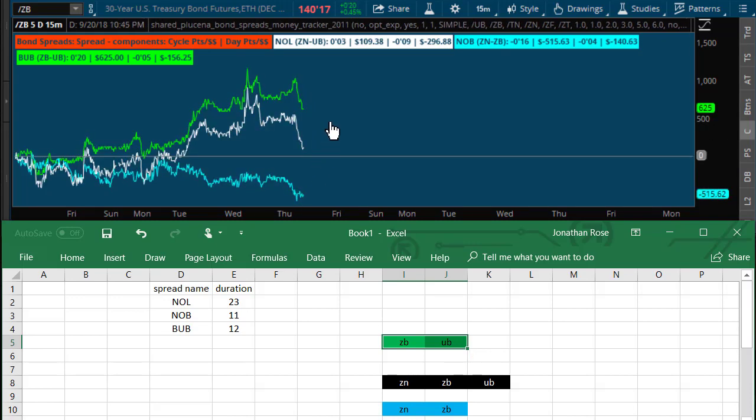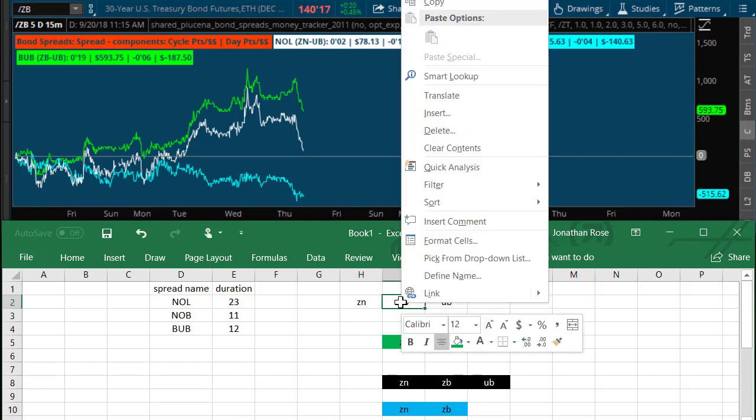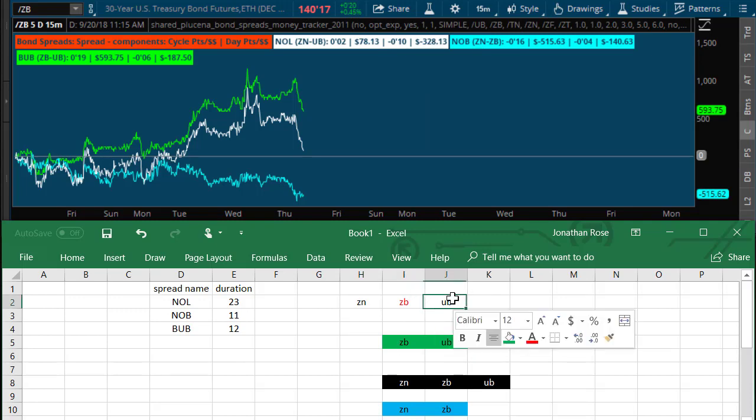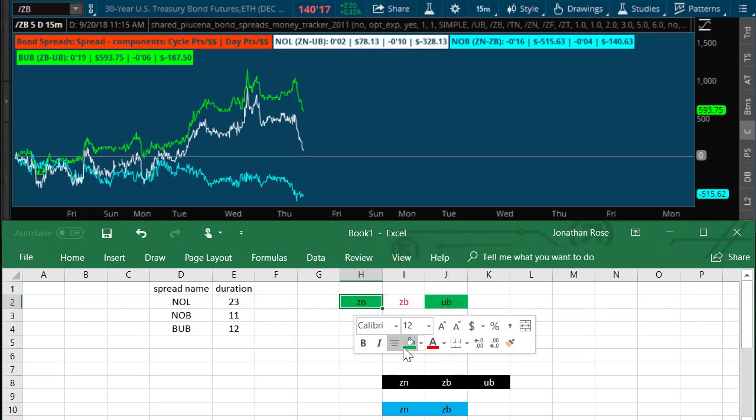What this is, next level, this is getting short the bond butterfly, the ZB butterfly. And this position is short ZB, long ZN, and long UB. So that would be short, that would be long, if you put on both those trades.